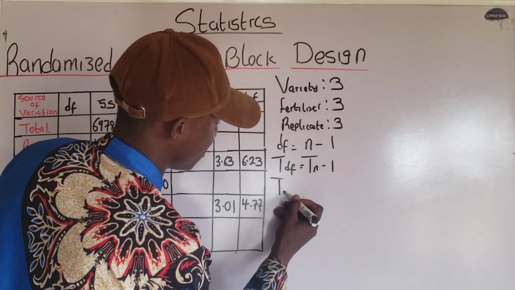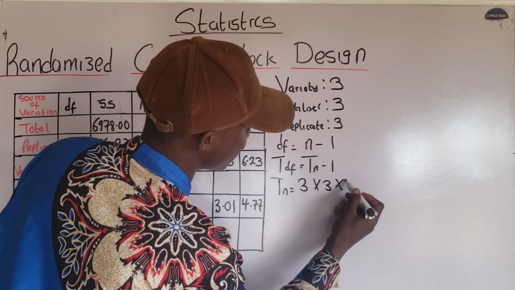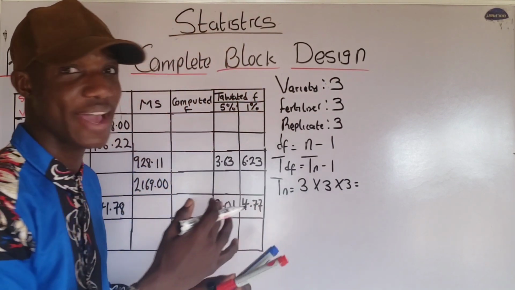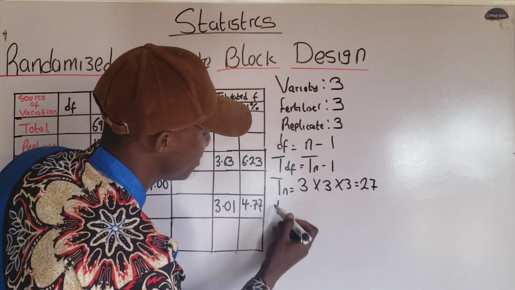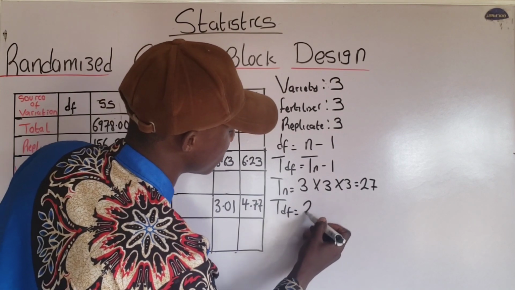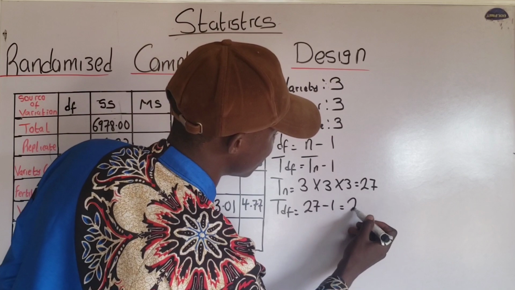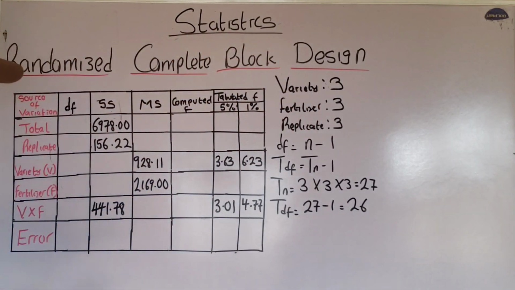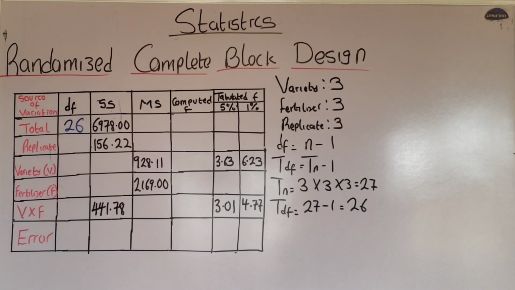So the total number of samples, Tn, is equal to 3 multiplied by 3, that is 9, and 9 times 3 is 27. So to get the total degree of freedom, we take 27, which is Tn, minus 1. That will give us 26. So the total degree of freedom is 26, and the value for this cell will be 26. Now, having gotten the total degree of freedom, let us get the replicate degree of freedom.